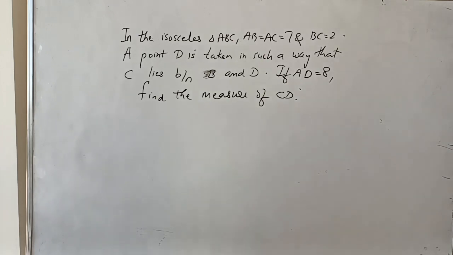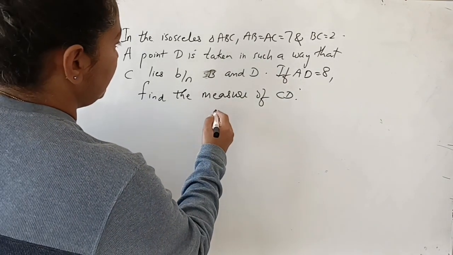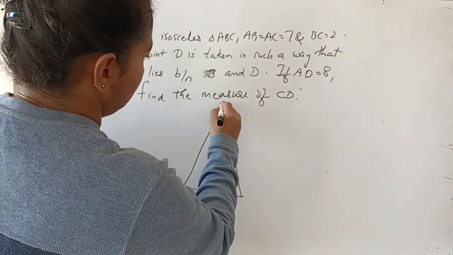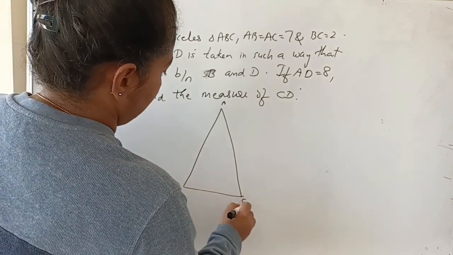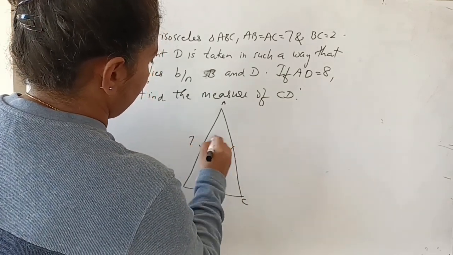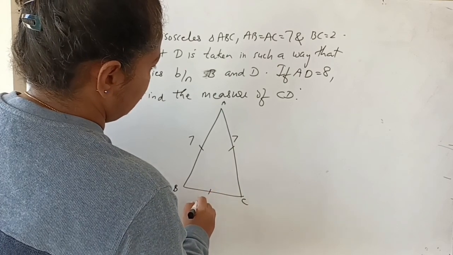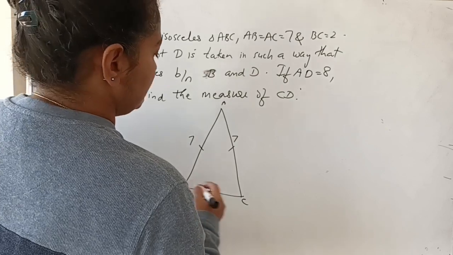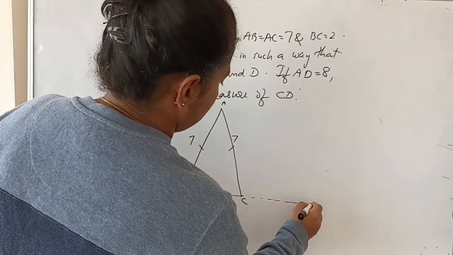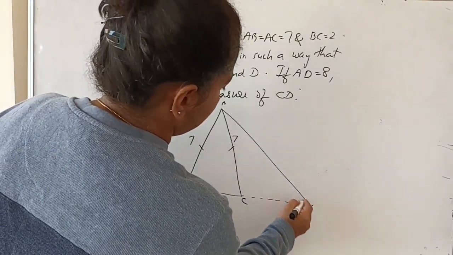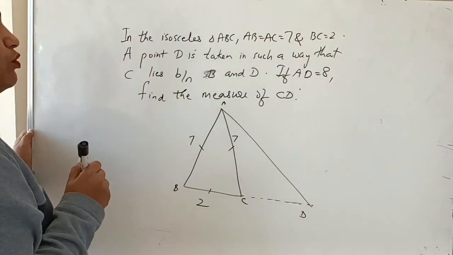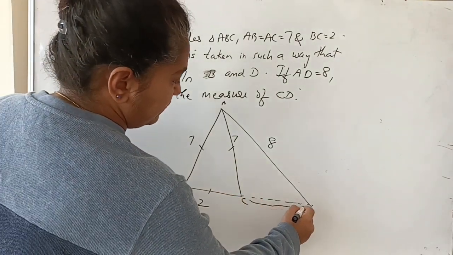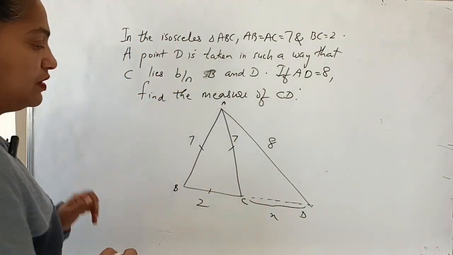Now as usual, let us start with the diagram. So we have an isosceles triangle ABC. AB is equal to AC, 7. And this is given to be 2. A point D is taken in such a way that C lies between B and D. So D. Now, if AD is equal to 8, find the measure of CD. We need to find this measure.